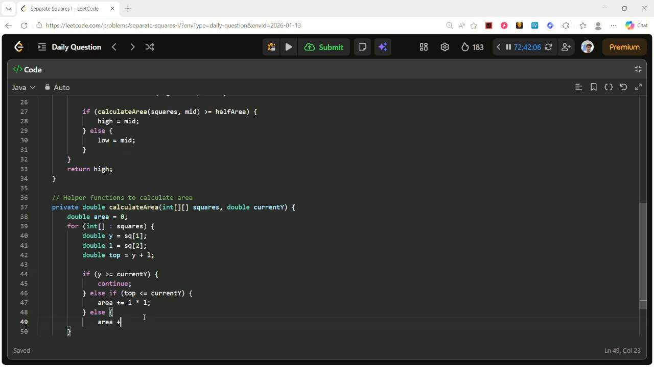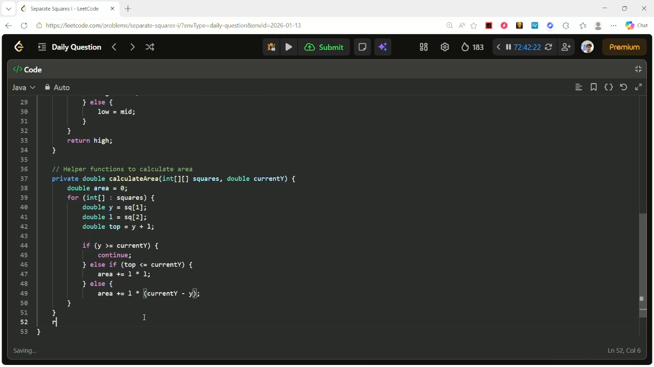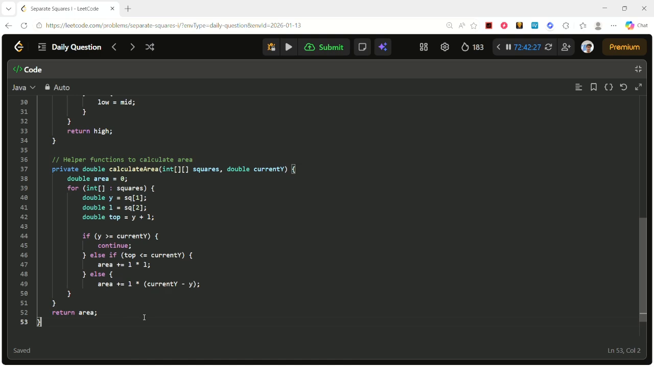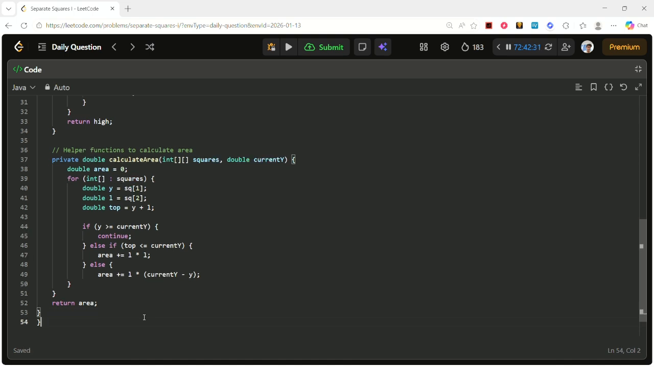Case three, the square partially intersects the line. Else area adds L into (currentY minus y). This is because only part of the square is below the line. The height below the line is currentY minus y, and the area is L into height. Then we return the total area and close the method.